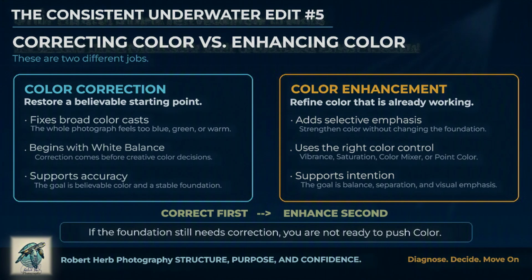Color correction and color enhancement are not the same thing. Color correction is about restoring a believable starting point. If the whole image still feels too blue, too green, or too warm, I am still solving a foundation problem. That usually takes me back to white balance. Color enhancement comes later. Once the foundation is working, I can refine the photograph with vibrance, saturation, the color mixer, or point color. That distinction matters because the same slider can either improve the photograph or exaggerate a problem, depending on when I use it.